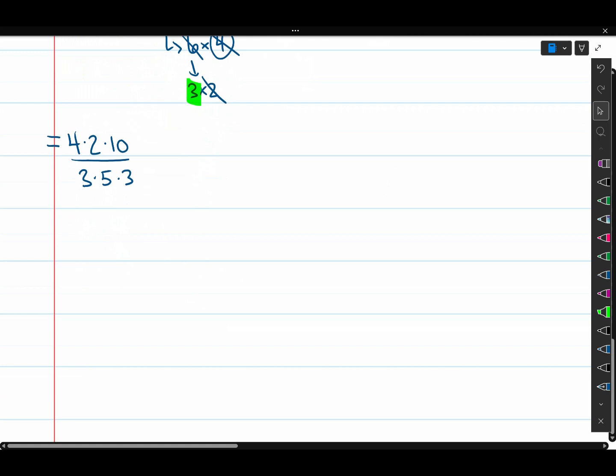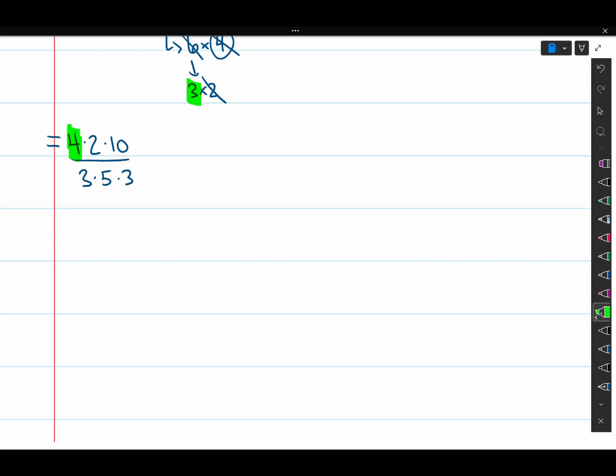Now the key here is we can really break these all the way down into their prime factors. So right here I have this 4 is not a prime number, this 10 is not a prime number. I could break those down even further just to double check that I don't have any common factors in my numerator and denominator. That is 2 times 2 is my 4, times 2 times 2 times 5 is my 10, divided by 3 times 5 times 3.